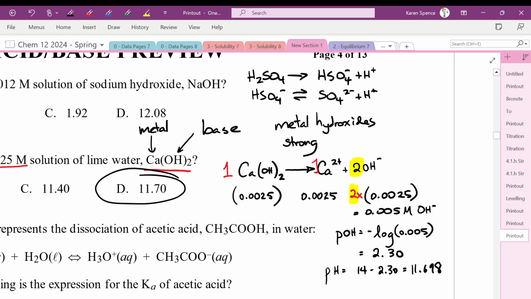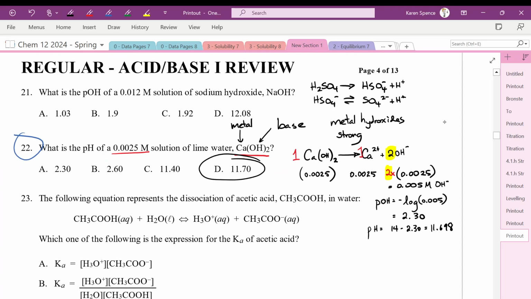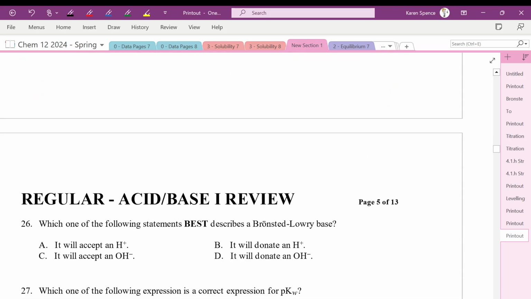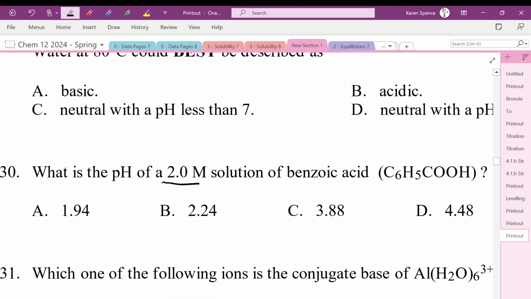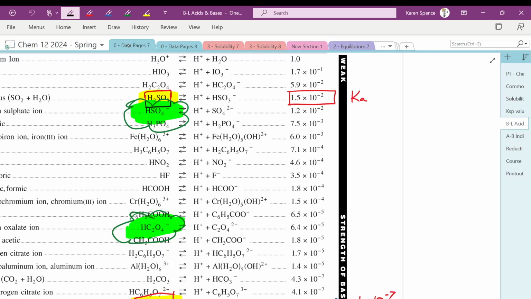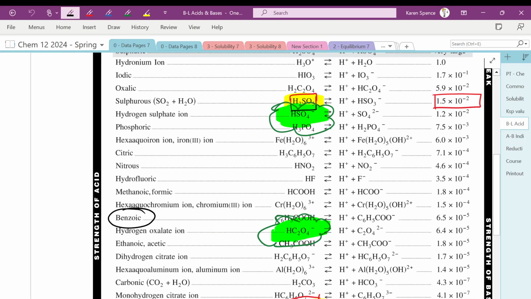Yes. Number 30, we need the pH of 2 molar benzoic acid. Now, anytime you have a substance, you need to ask yourself, is it an acid or a base? Well, this one's easy. It's an acid because it says acid. And the other thing you have to ask yourself is, is it strong or is it weak? Benzoic acid is weak.